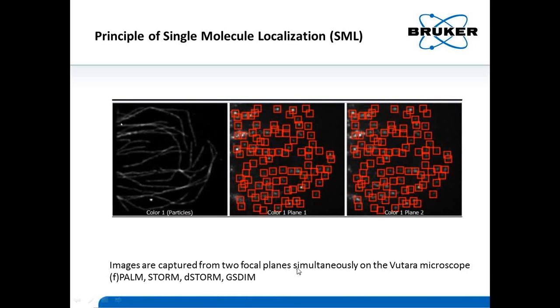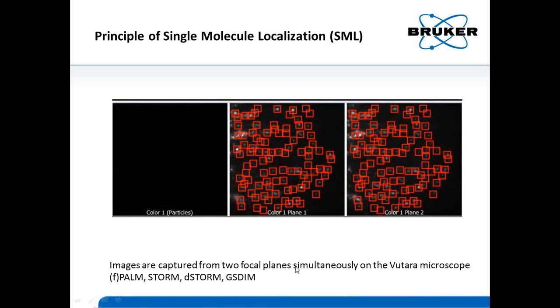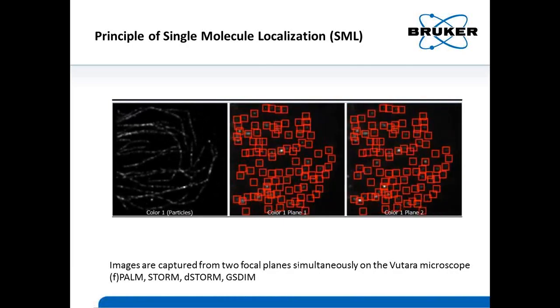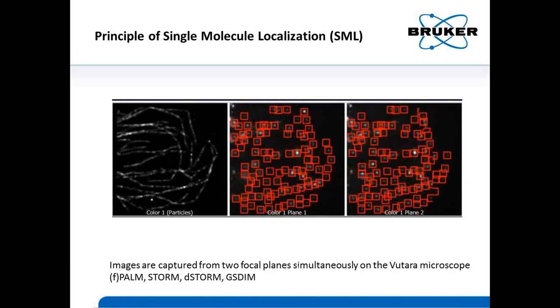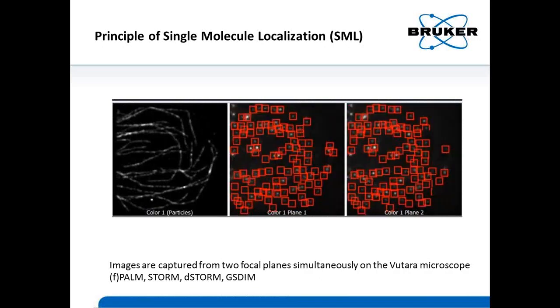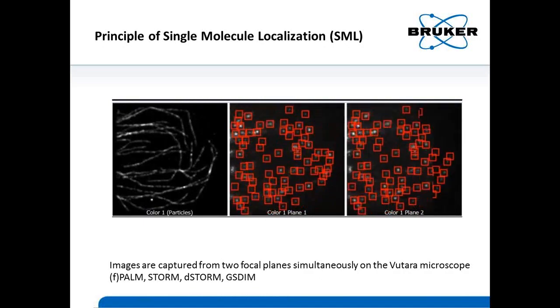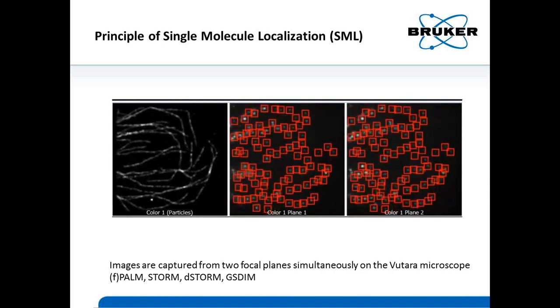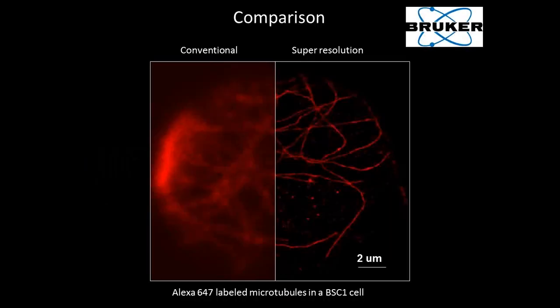So as I mentioned earlier, there are different acronyms that are being used. To a certain extent, they're differentiated by the type of dye or protein that you're using, but in a global sense, you're essentially localizing single molecules. So here's a comparison of what you can expect. On the left is a conventional image taken on wide field and compared with the super resolution image that we obtained on the Vitara microscope.